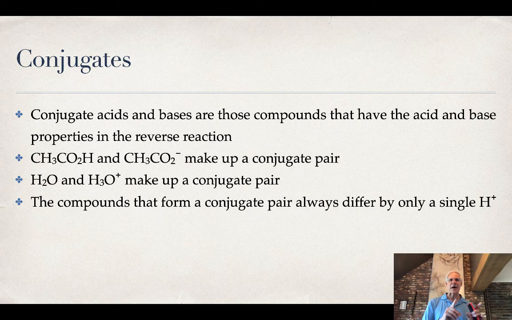Remember I mentioned that your acid and base for the reaction are your reactants, and the conjugates are always the products. Well, the products of a reaction, as you write it, are the reactants for the reverse reaction, a reaction going the opposite direction. We talked about that with equilibrium. So in our first equilibrium that we saw with acetic acid, your acetic acid and your acetate ion make up a conjugate pair. Your water and hydronium make up a conjugate pair.